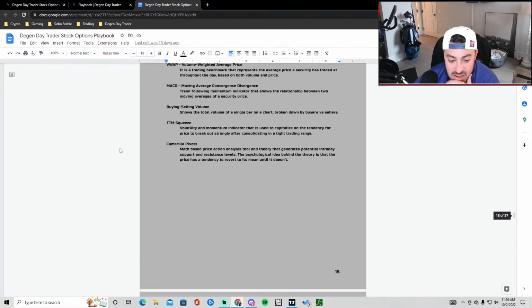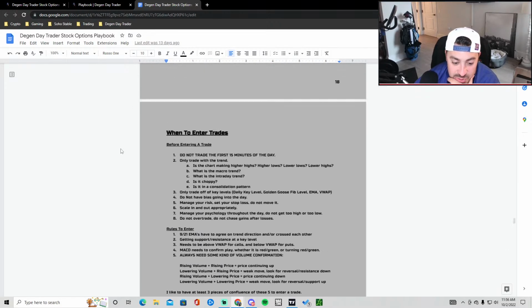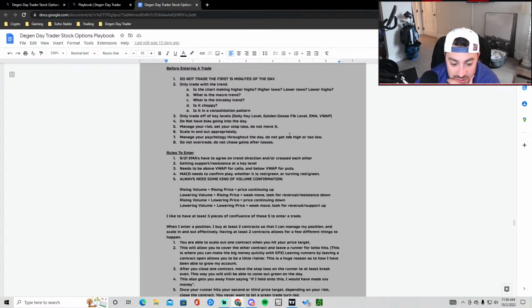It breaks down the indicators when I enter a trade. Yeah, the 9 and 21 EMA, quarter resistance at a key level, VWAP, MACD.